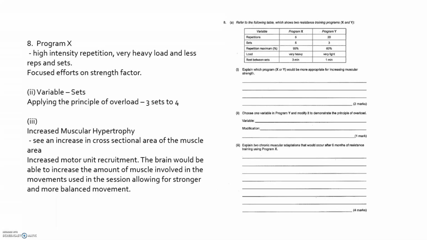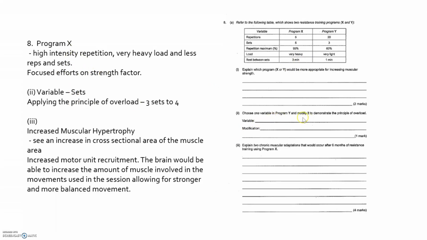All right. I refer to the following table, which shows 2 resistance training programs. Program X and Y. So it says explain which program X or Y will be more appropriate for muscular strength. So I've said X, 5 reps, 5 sets, 95% rep, very heavy, and lots of rest between sets. All right. So we can put that there.